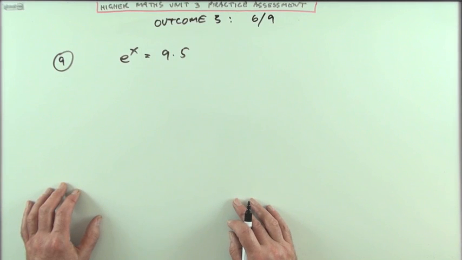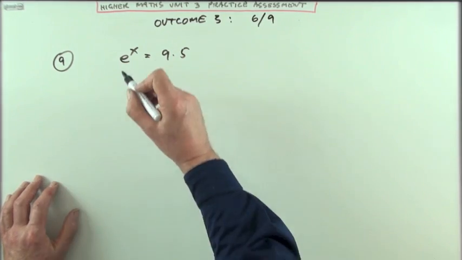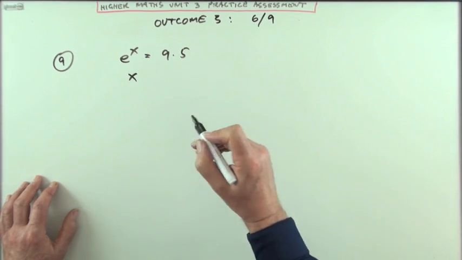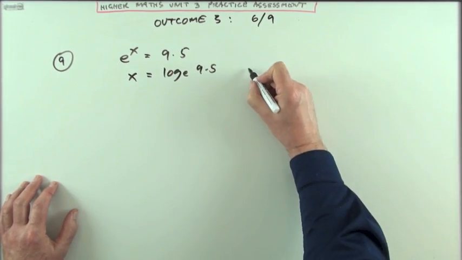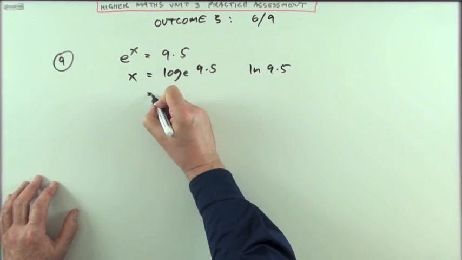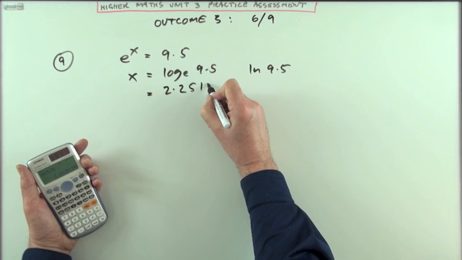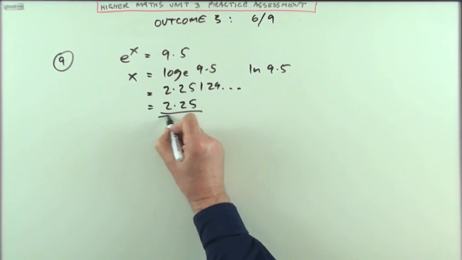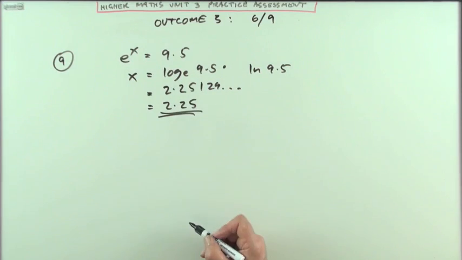Number 9, oh, that's the one I accidentally used in the example, but since I've already printed that sheet out, I'll just have to use it. So, e to the x, to get down to the x to remove the exponential function, it'll be log base e acting on 9.5, or if you like, ln 9.5. And then pressing the buttons, of course, gives you 2.5129 and so on. So give at least 3 significant figures, 2.25. First mark for applying the inverse function, knowing the inverse of exponential is log, and the second one for pressing the buttons.